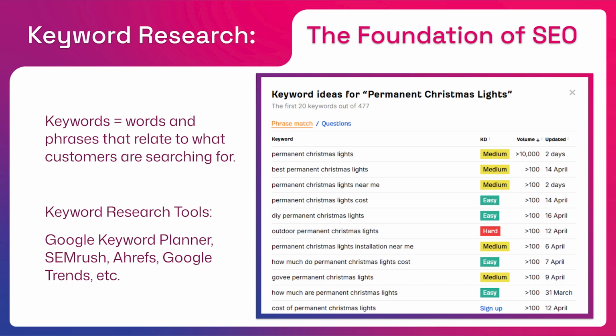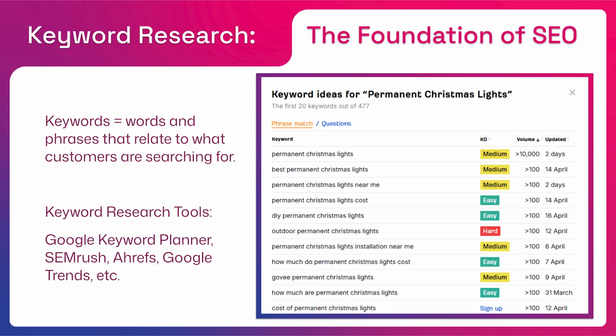And so for permanent Christmas lights, you see up here it's going to show me the first 20 options. This is obviously a screen clip. There's 477 variations of people searching on the internet that use some form of permanent Christmas lights. Whether in these examples, it's best permanent Christmas lights, or how much do permanent Christmas lights cost. And the way Ahrefs has presented some information, they have this medium, easy, hard. It's their estimation of how easy or difficult it will be for you to get ranked using those keywords. So how competitive it is.